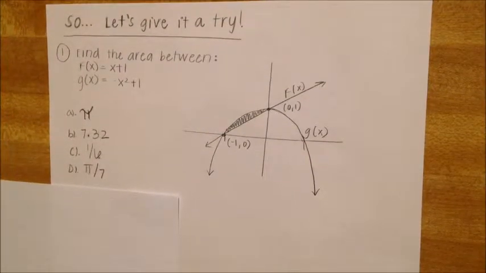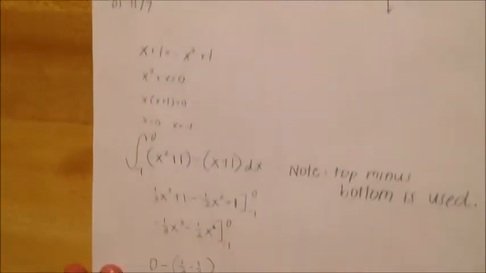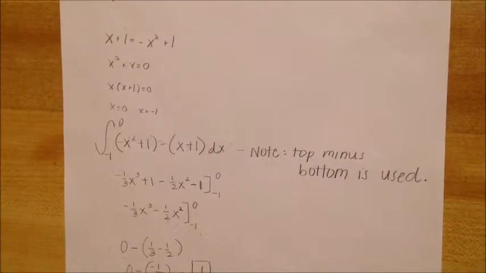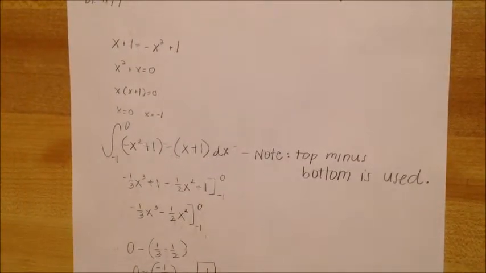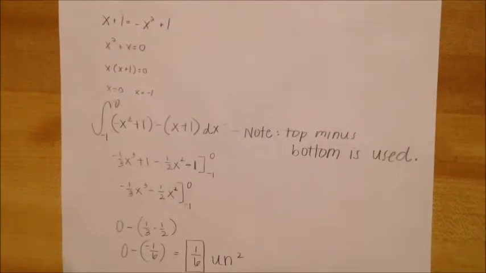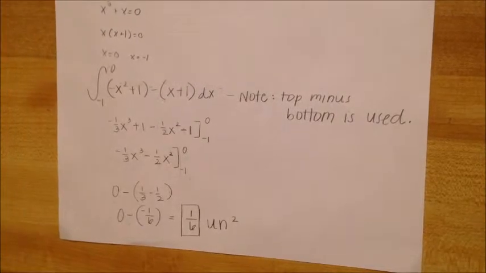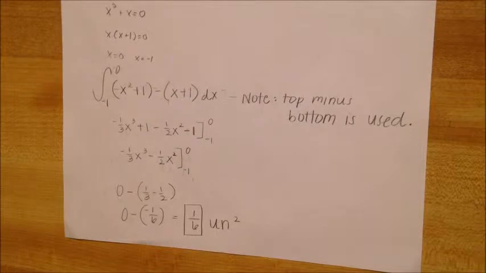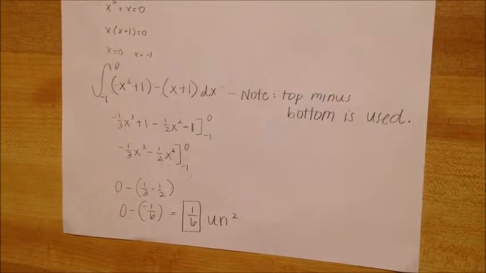Let's review the steps just to make sure you're understanding. Alright, in this problem, to find the bounds of your function, you set the two functions equal to each other, and then go through the process of solving it, where you would get x equals 0 and x equals negative 1. Then you take the integral of the top function minus the bottom function, so you have negative x squared plus 1 minus x plus 1. Then you take the antiderivative and plug in your bounds, and you'll get 1/6 units squared as your answer.